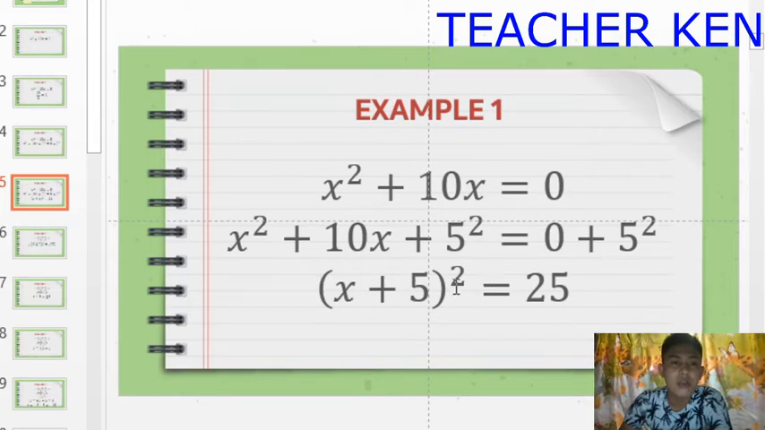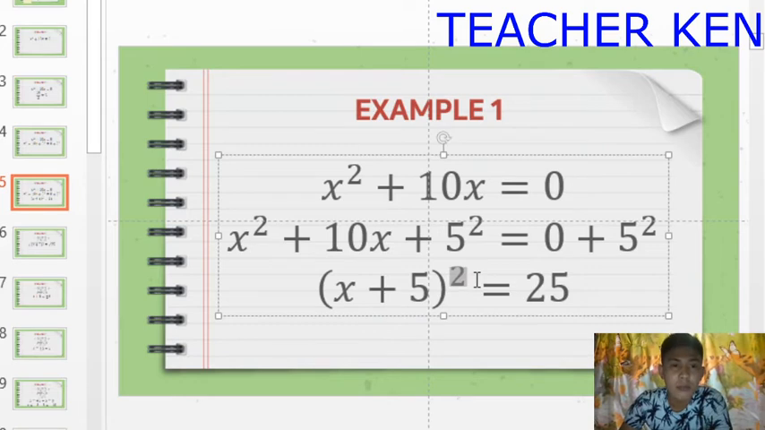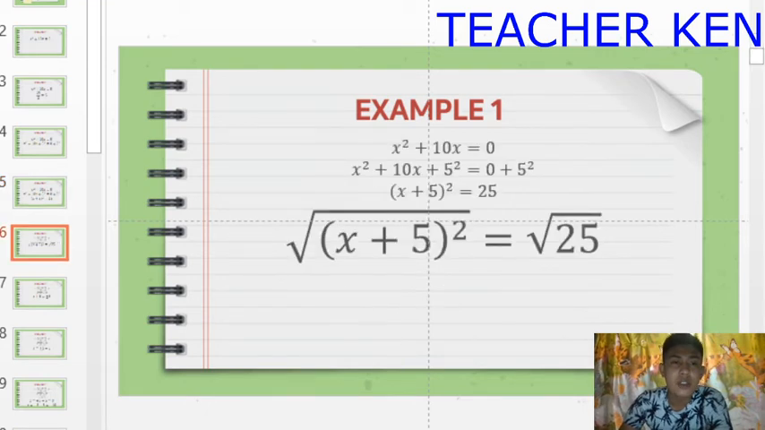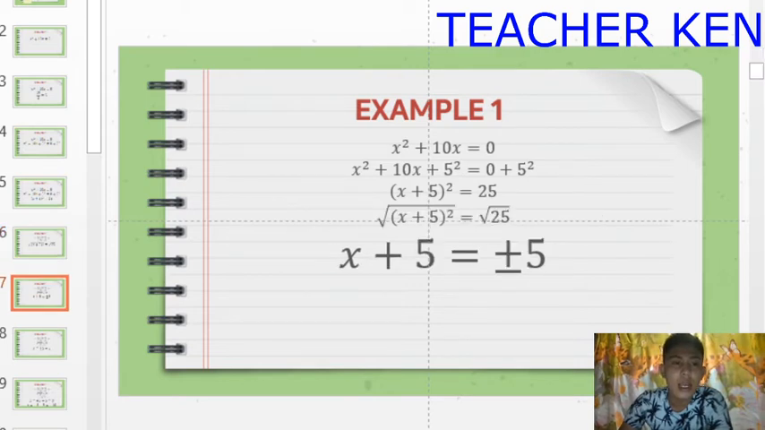Next natin gagawin is kailangan nating walain yung squared or yung exponent natin. So ang gagawin natin is we have to apply the square root principle. Ano yung square root principle? Ang square root principle is you take the square root of both sides of our equation. So, ang mangyayari, ayan, yung equation natin ay nasa loob na ngayon ng radical sign. Okay, so the square root of the quantity x plus 5 squared is equal to the square root of 25. Ayan, so mawawala yung squared at saka mawawala yung radical sign, ang maiiwan is x plus 5.